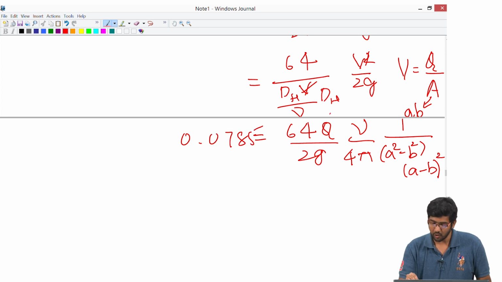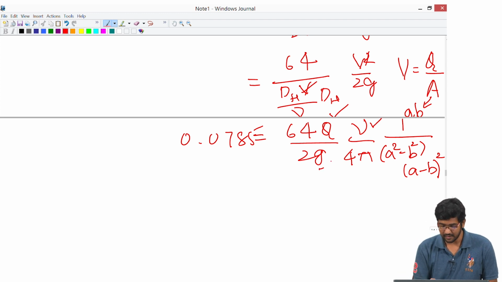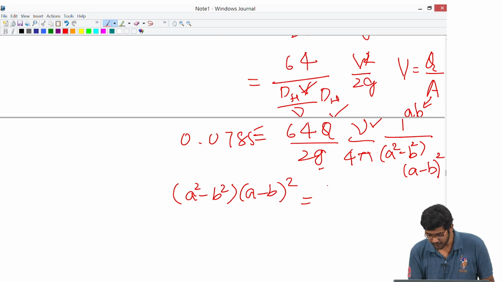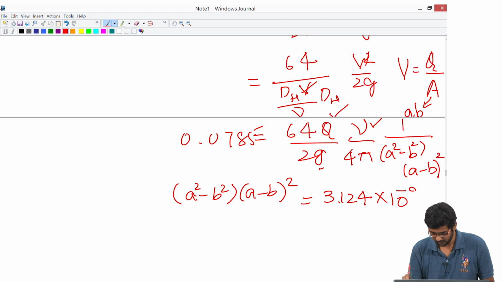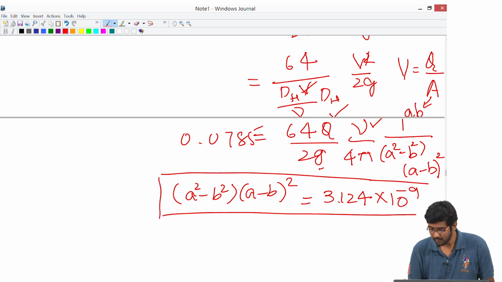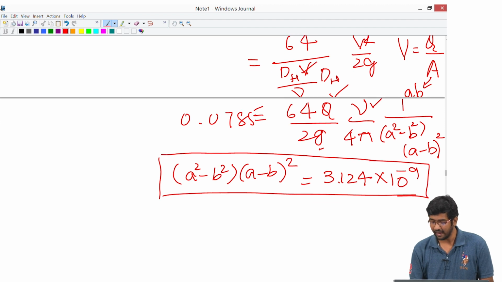The volumetric flow rate is given in the problem. We know the kinematic viscosity and we know the gravitational constant and everything except A and B. So, I will take the unknowns to one side and, if I substitute the corresponding values, I will get the equation that governs the values of A and B.